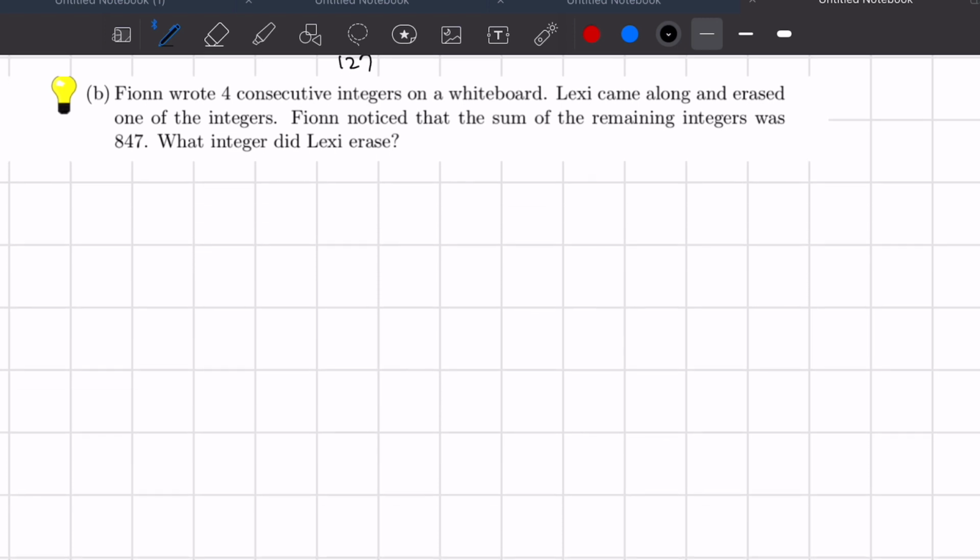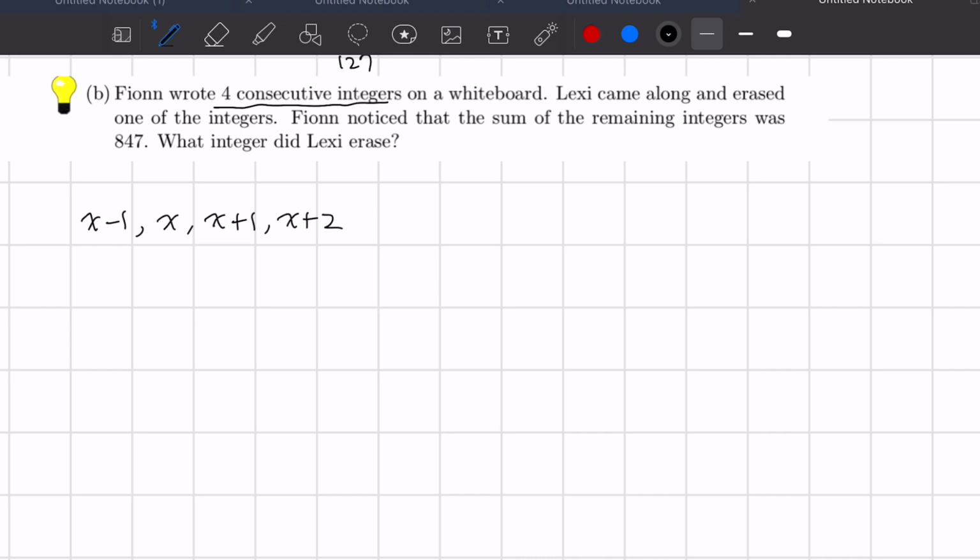So Fion wrote 4 consecutive integers on a whiteboard. Lexi came along and erased one of the integers. Fion noticed that the sum of the remaining integers was 847. And the question is asking what integer Lexi erased. This question can be a bit complicated as you have to divide into different cases. Since it's saying 4 consecutive integers, I could represent the 4 integers as x minus 1, x, x plus 1, and x plus 2.